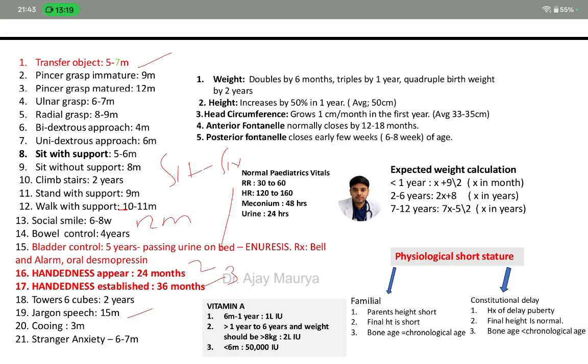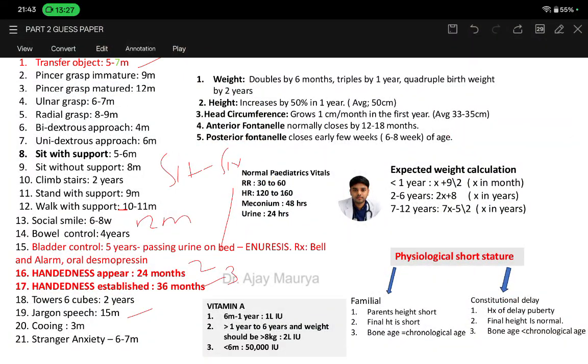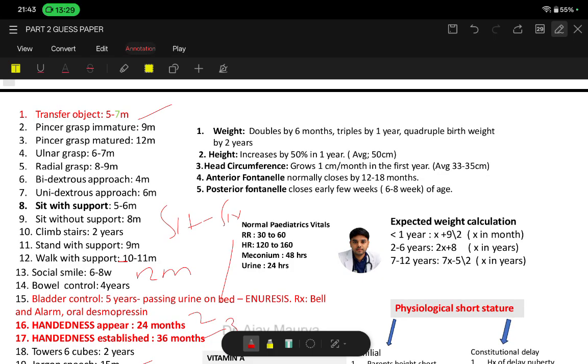This is your stranger anxiety, at 6 to 7 months. This is an exam question. You have to master these important ones. And this one, the bidextrous approach and unidextrous approach. I already made a separate video about this, you can search for it on my YouTube. But the important points I just explained.